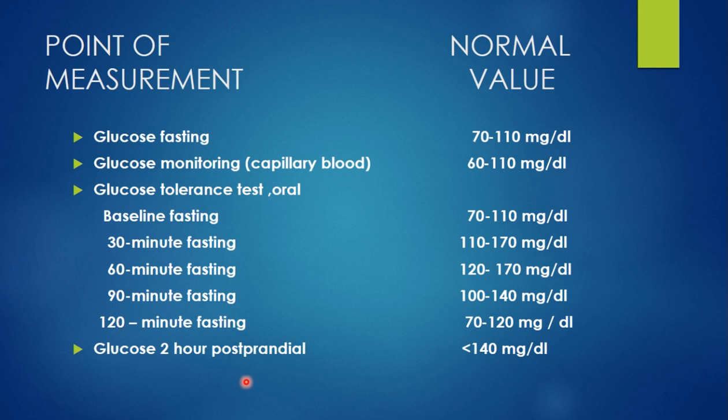For this test, it should be less than 140 mg per deciliter for normal patients, and for patients who have diabetes, it should be less than 180 mg per deciliter.